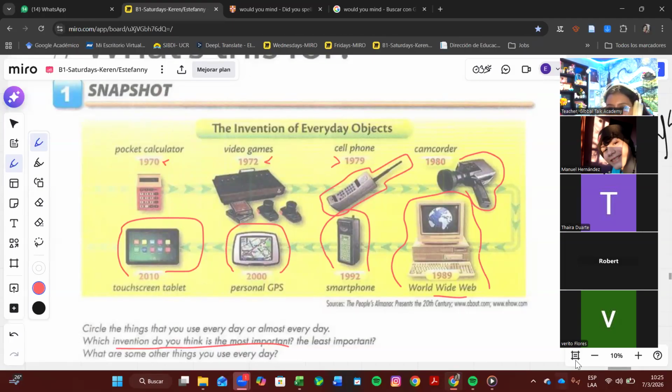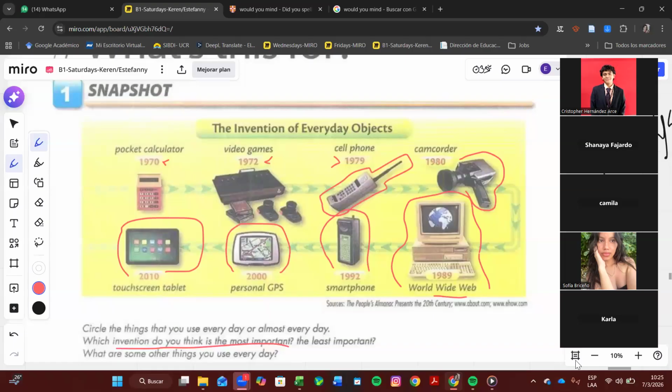So let me ask, Sophia, which one is the least important? The least important. Sorry, the least. I have a question. Cell phone, is it like the cell phone in this picture or the cell phone at this moment? In this moment, it could be whatever, because we are in 2026. So, the most important is like cell phone, World Wide Web, and touchscreen tablet, because video games and the other is like for fun. Yeah, it's for fun, right? It's for hobby and so on. But also you can use your cell phone to work and to have a lot of information. So I believe it's important.